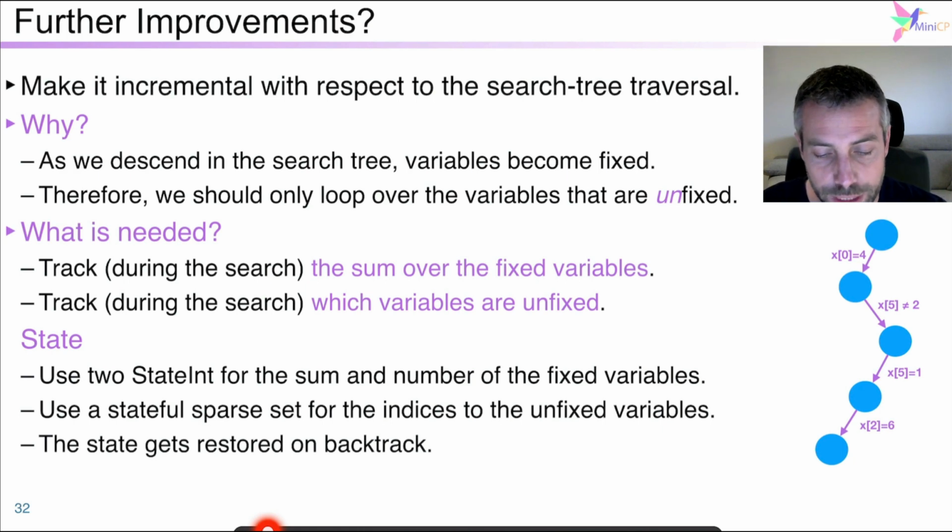So to do that incrementally, I will use two state integers for maintaining the sum and the number of fixed variables. And we will use again the sparse set IDs that we have already introduced for implementing the domains of the variables to keep track of the set of unfixed variables. So we will keep a clear separation between the indices of fixed variables and indices of not fixed variables. The goal there is, of course, that all these states of the partial sum, of the fixed variables and the two sets are automatically recovered on backtrack. This is why we use state integers, so stateful integers instead of simple integers of Java.